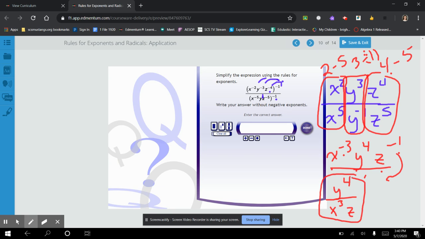So those of you who worked ahead, how'd you do? If you missed it, go back and work through and see if you can find your mistake.